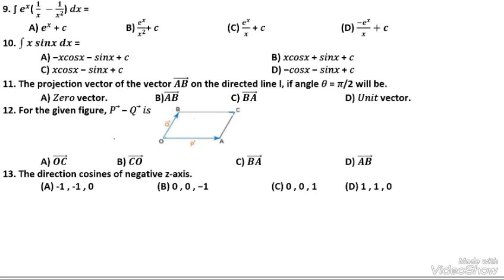The direction cosines of negative z-axis. First, we know the direction cosines. Okay. I can write the direction cosines here: cos alpha, cos beta, cos gamma. Here I can take the axes.